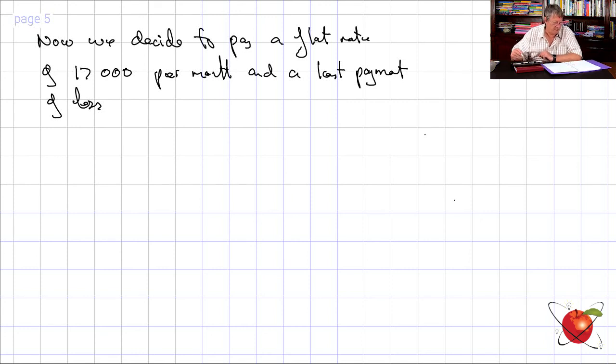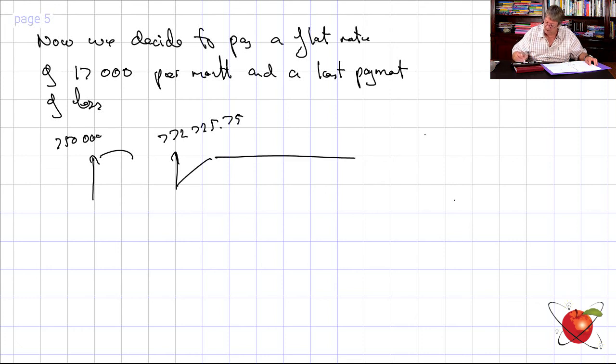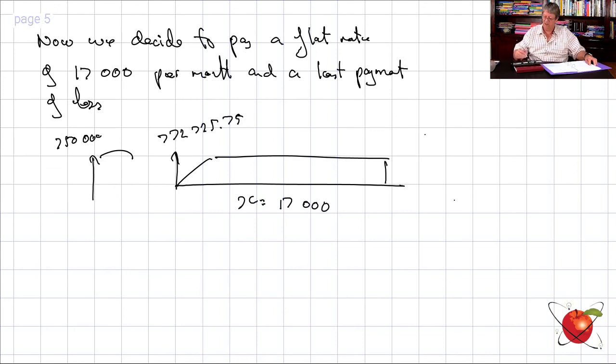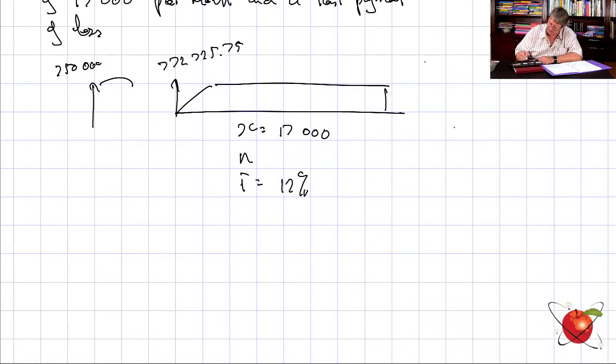So what have we got? We've done our thingy and we've said, right, now what have I got? I've still got this basic 700,000. That was delayed, remember? And it gave us 772,725.75. All right. Now we say X equals 17,000 now. Now we have to go and we have to work out N. I think you're getting the pattern here. I is still going to be 12% compounded monthly. Now I go and I work out N. This is that long one.